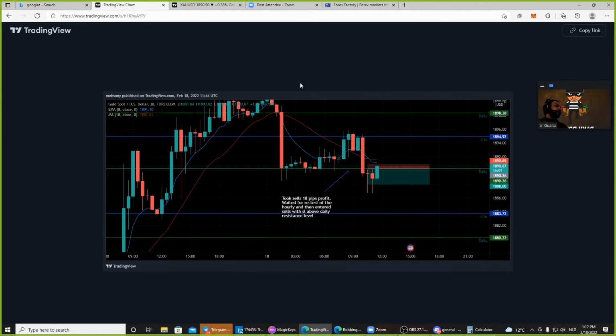Let's see Sharif. Okay. Ooh, I stopped out. That's okay. Took sells, 18 pip profit. Waited for the retest of the hourly, and then entered sells with stop loss above daily resistance level. Gold. So you entered here. Did your TP hit or did you get stopped out? Took 18 pips profit. Waited for the retest of the hourly, and then entered sells with stop loss above the daily resistance.